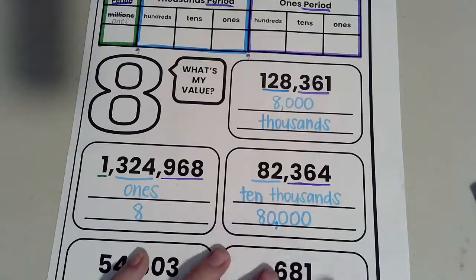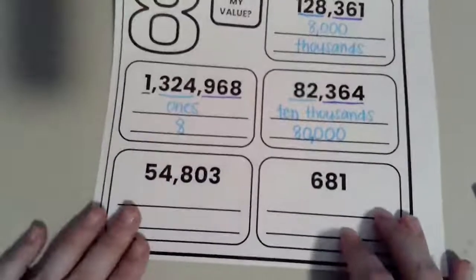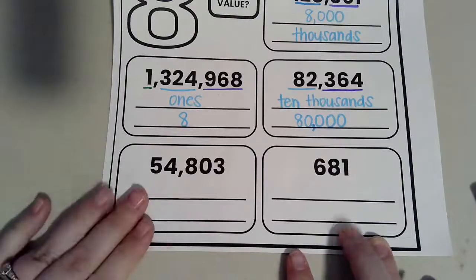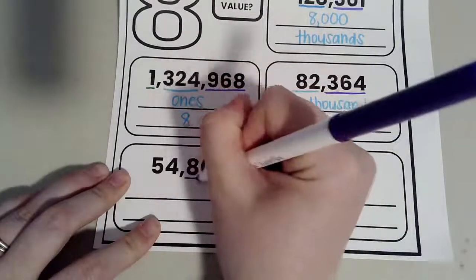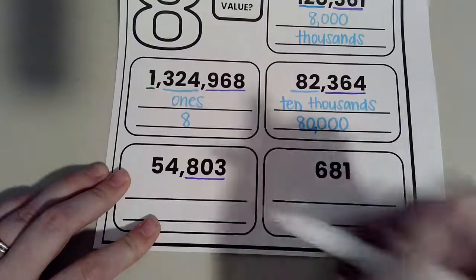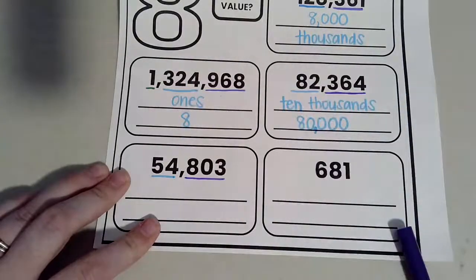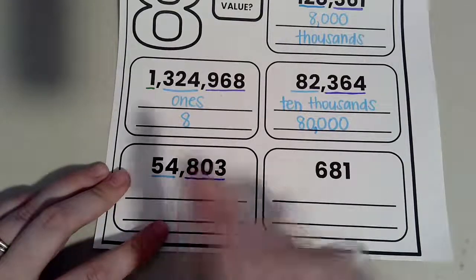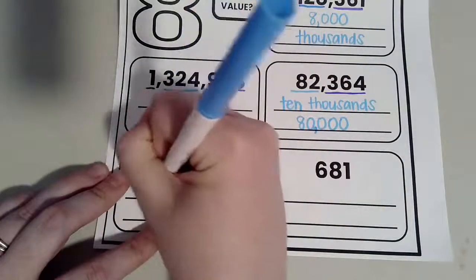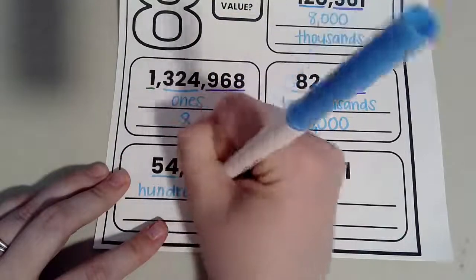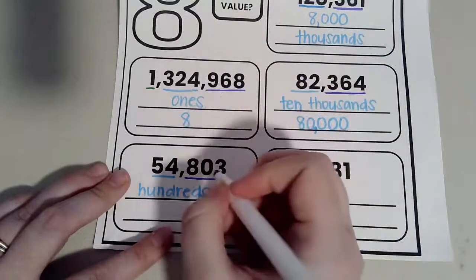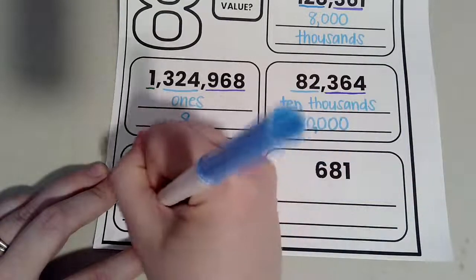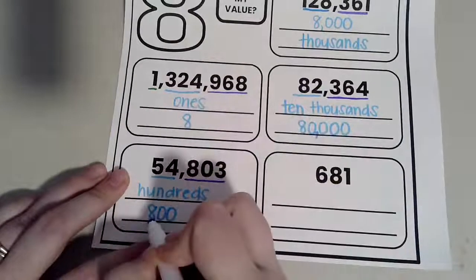54,803. We have our ones period and then our thousands period. Where is our 8? Let's find what place it's in. It's in the ones, tens, hundreds. Let's write that. Hundreds. And what is its value? Its value is 800 because we have the digit 8, right? And because it's in that place, that's what gives it its value, okay?